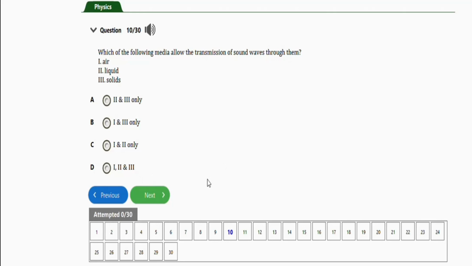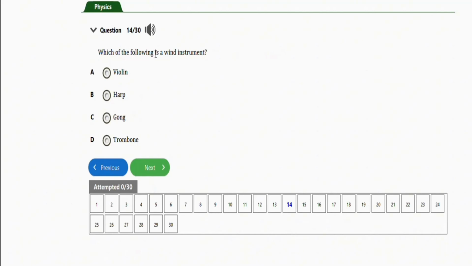So the next question will be this question. It says, which of the following is a wind instrument? Alright, we have violin, we have harp, we have gong, we have trombone. In the previous question we answered that has similar question style with this one. We had flute to be a wind instrument, but here they did not include flute. They instead included trombone. So trombone is also another example of a wind instrument. So the correct option here is option D.